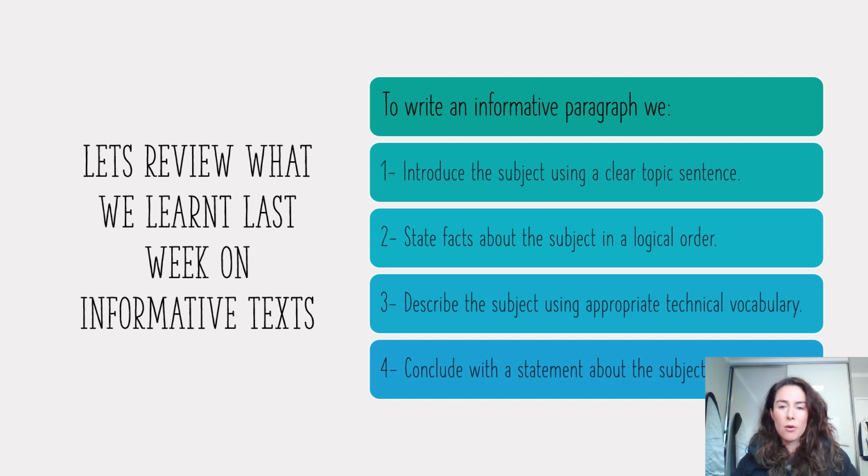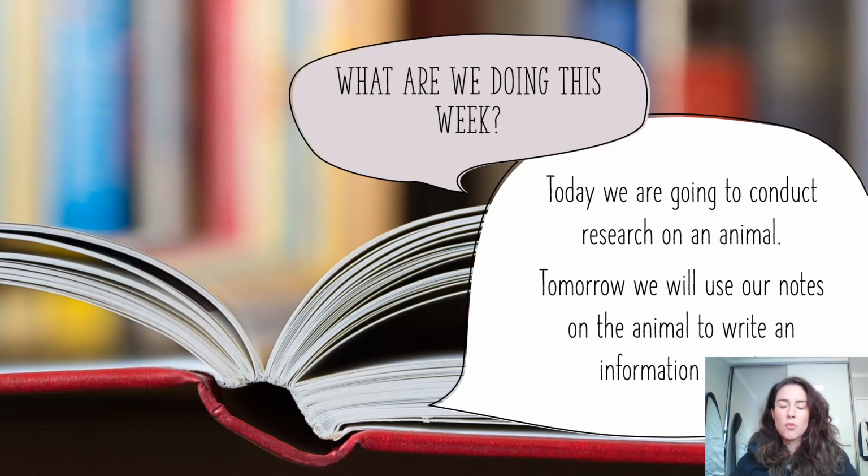All right, let's review what we learnt last week on writing an informative text paragraph. To write a paragraph for an informative text, you need to introduce the subject using a clear topic sentence, state facts about the subject in a logical order, describe the subject using appropriate technical vocabulary, and conclude with a statement about the subject.